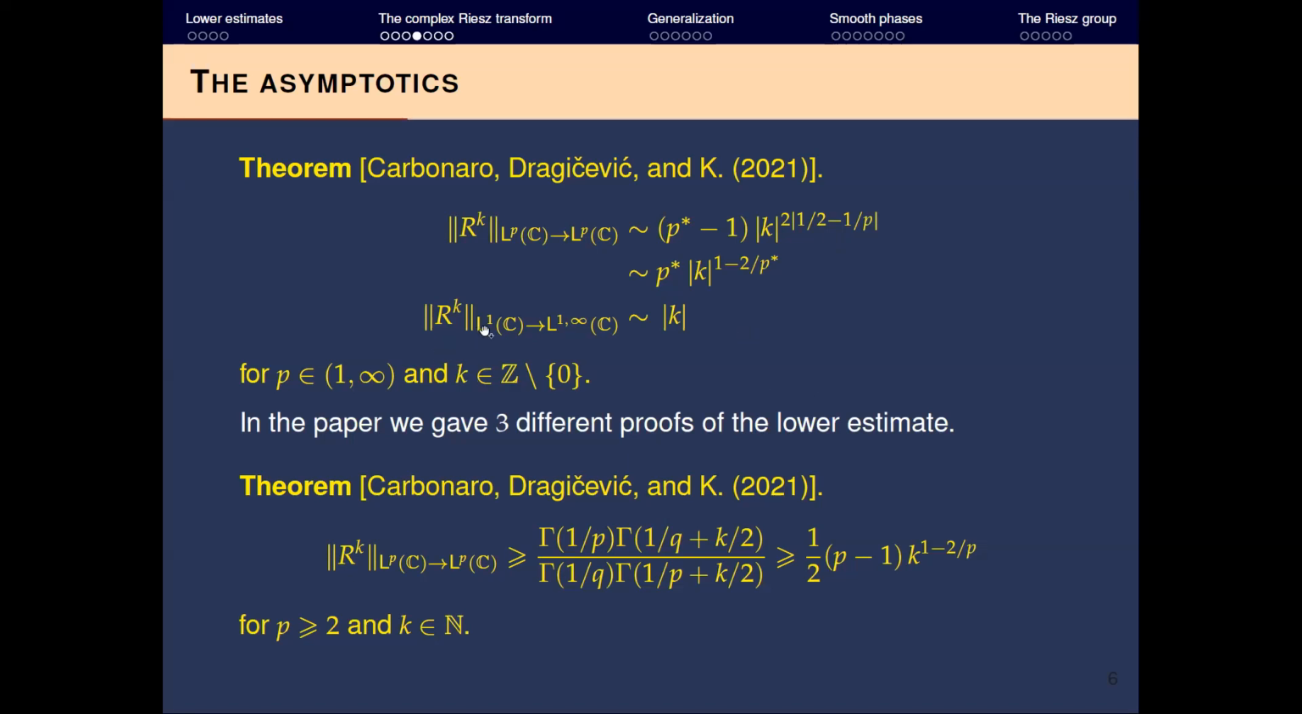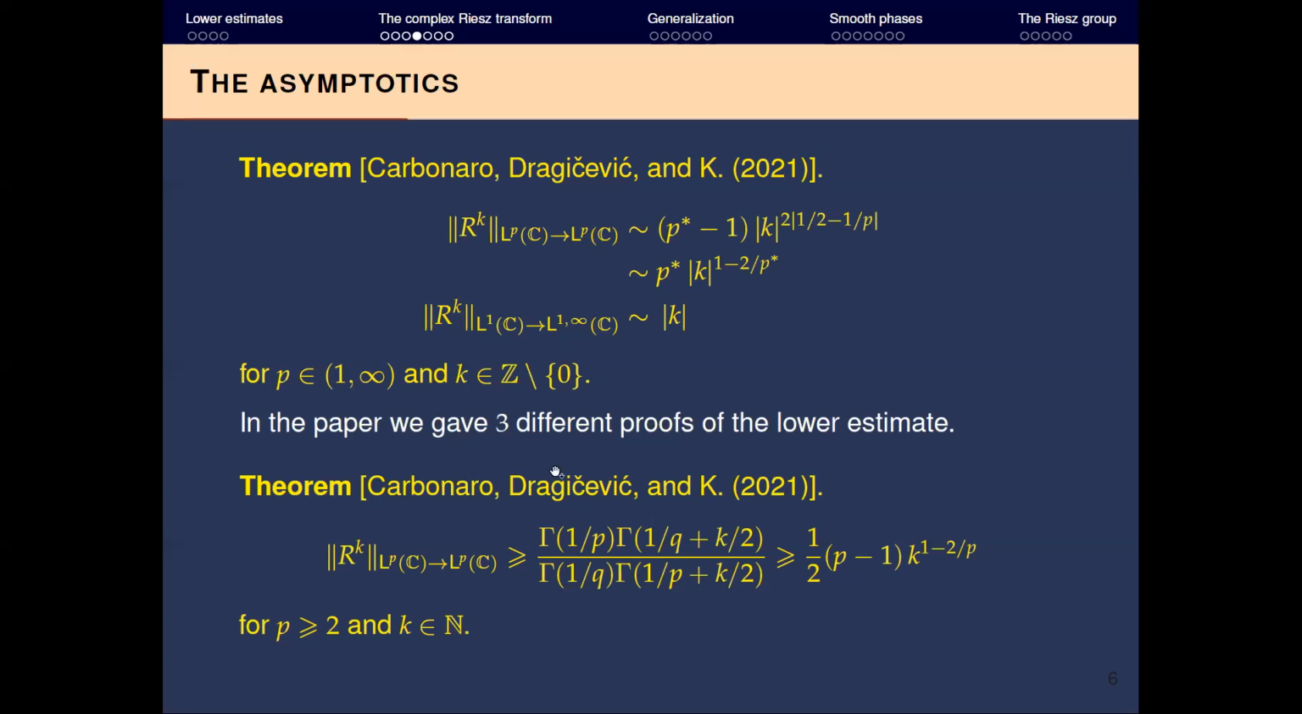We also have the exact asymptotics of the weak L1 bound. We could also say something about the L infinity to BMO bound, but then we're not sharp. We're losing a logarithm here or there, so I'm not going to discuss this much.